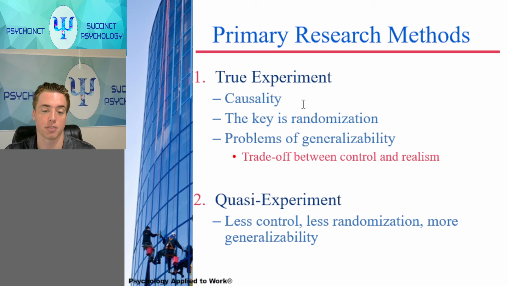Next, we have the quasi-experiment. A quasi-experiment is a type of research method for conducting studies that does not involve random assignment. So again, that's the difference between a true experiment and a quasi-experiment: random assignment. With a quasi-experiment, you have less control, less randomization, but more generalizability. So true experiment: random assignment, more control, less generalizability. Quasi-experiment: no random assignment, but more generalizability.